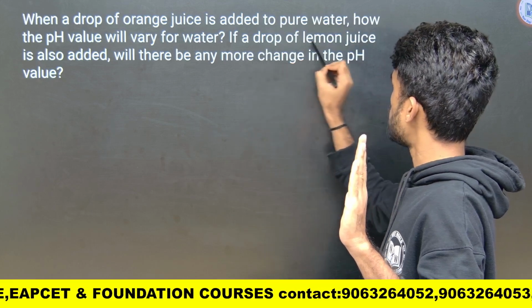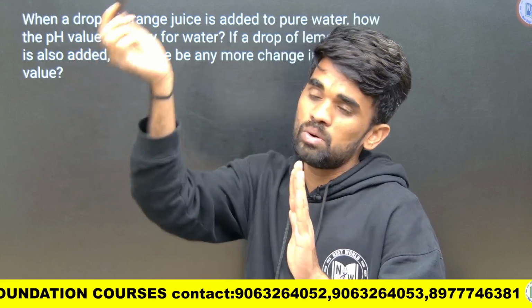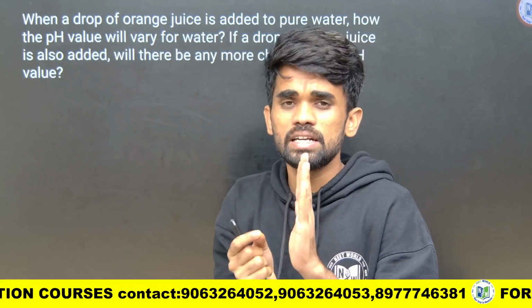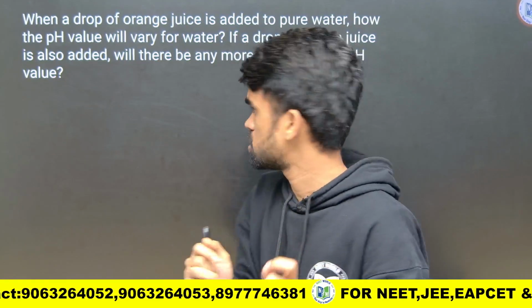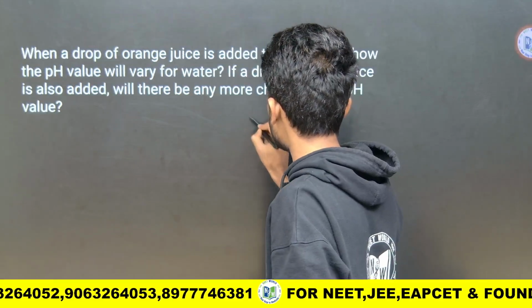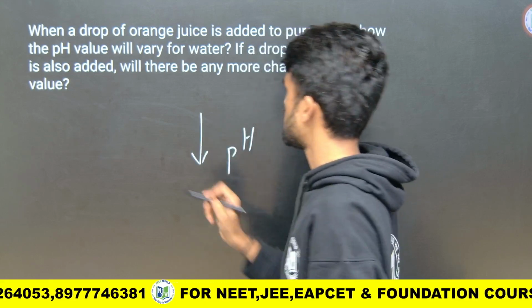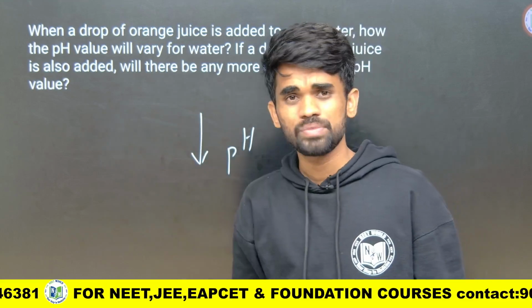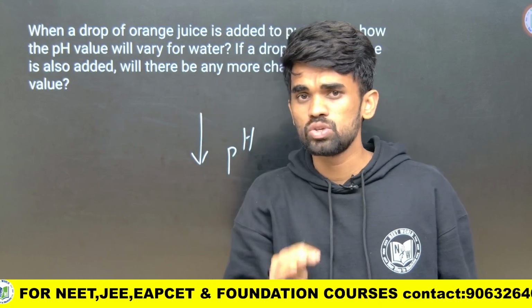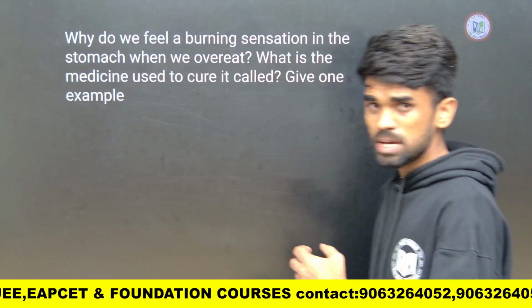Will there be any more change? See, if a drop of lemon juice is also added to the same solution, it contains citric acid, right? So this again causes a further decrease in pH. Further decrease in pH takes place when we add orange juice, and further addition of lemon juice decreases the pH again. Our solution becomes more acidic.